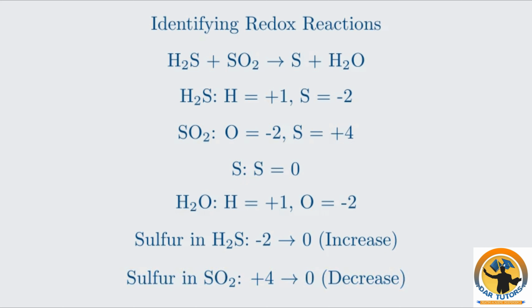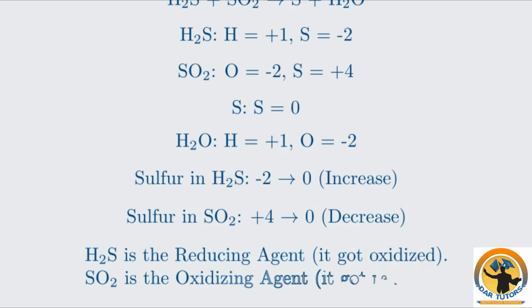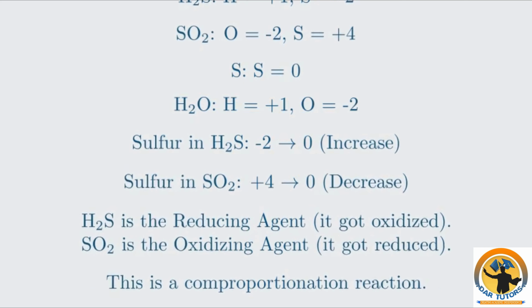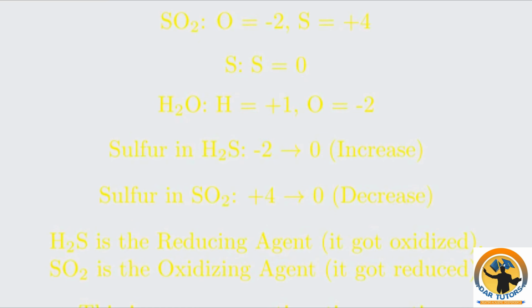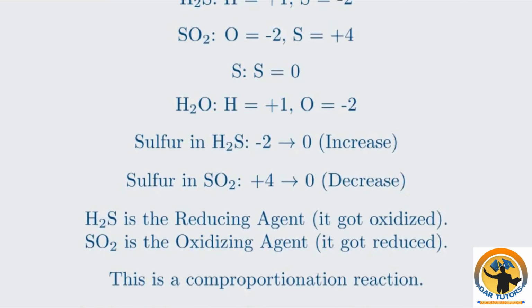Since the sulfur in H2S was oxidized, H2S is the reducing agent. It caused the SO2 to be reduced. The sulfur in SO2 was reduced, so SO2 is the oxidizing agent. It caused the H2S to be oxidized. So H2S is the reducing agent, and SO2 is the oxidizing agent. This reaction is also a special type called a comproportionation. We'll discuss that in a moment. For now, the key takeaway is that by tracking oxidation states, we can identify which species are oxidized and reduced.